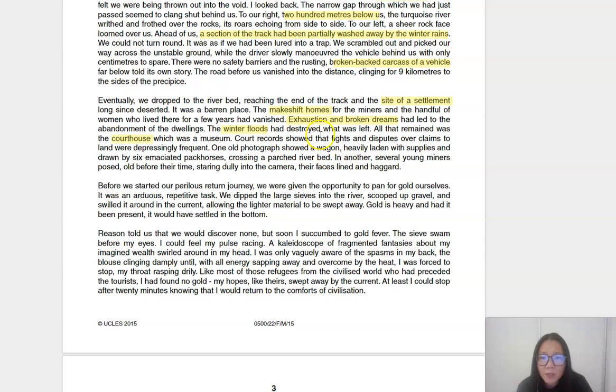Because court records showed that fights and disputes over claims of land were depressingly frequent. So this is something you could mention, if you're the husband writing back to your wife, that I've not gotten myself into any of these silly fights because it's pointless, but there are some prospectors around you who are battling and staking claims of land and fighting it out in court.